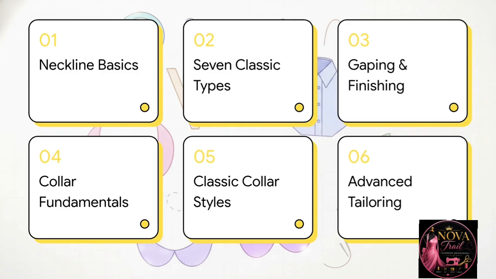Here's our roadmap for today. We'll be covering 1. Neckline basics and parameters. 2. 7 classic neckline types. 3. Gaping fixes and finishing. 4. The fundamentals of collars. 5. 4 classic collar styles. And wrapping up with 6. Advanced tailoring and mistakes. Let's get into it.